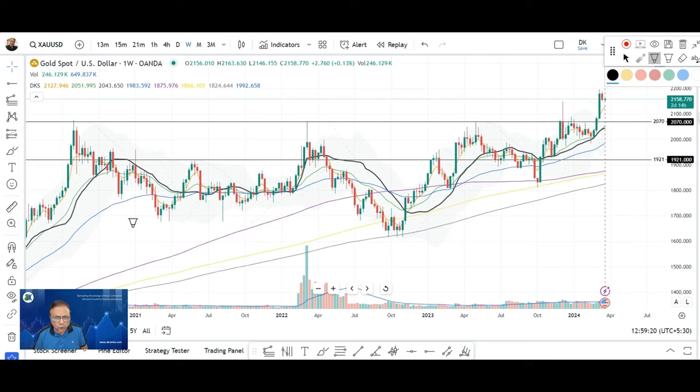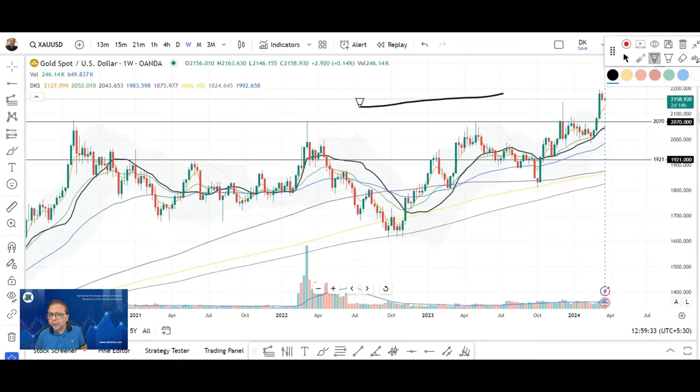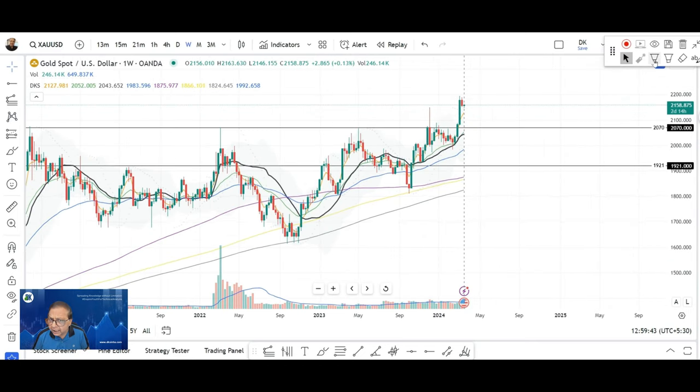If you closely look, this is the left shoulder, this is the head formation, and this is the right shoulder, which has given a breakout of the neckline. So now $2,070 becomes a good support in the gold price. And the overall trend is extremely bullish because the market structure is higher highs and higher lows.